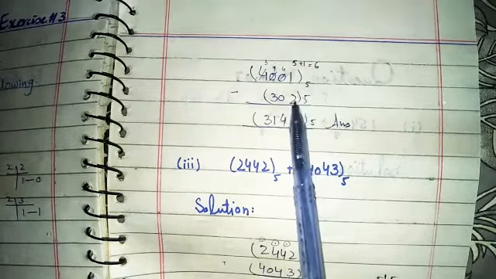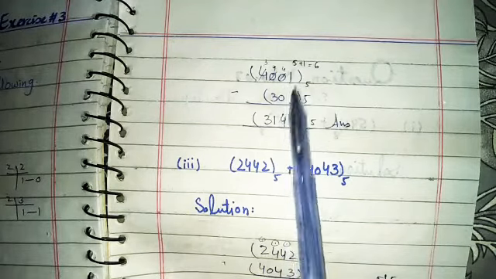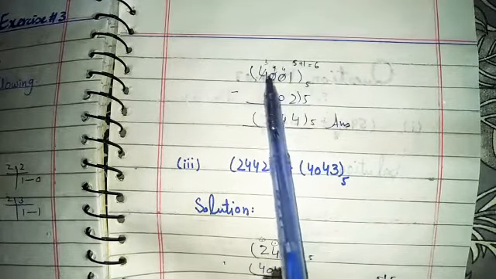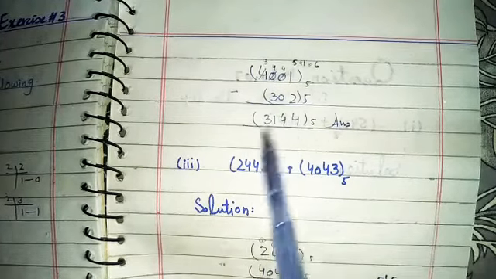Then when we subtract 2 from 6 we got 4. 4 minus 0 we got 4. 4 minus 3 we got 1, and 3 will write as it is. So our answer is 3144 with base 5.